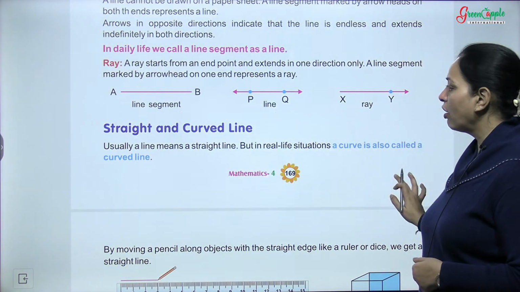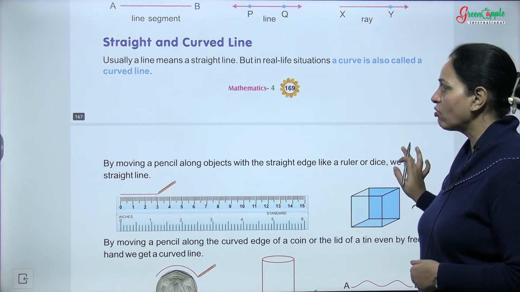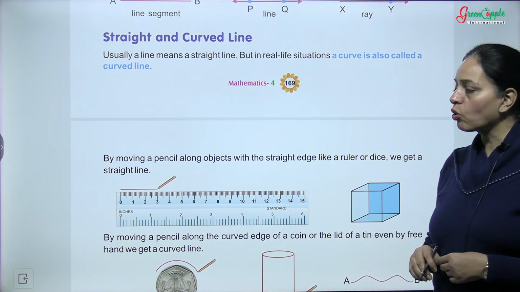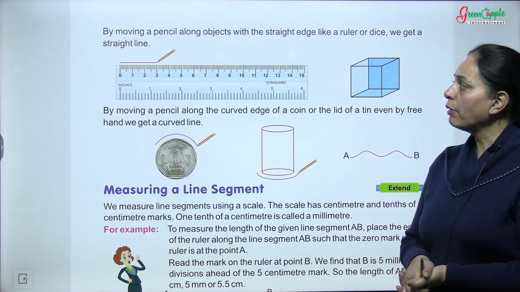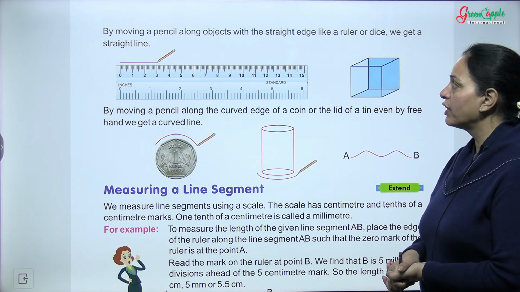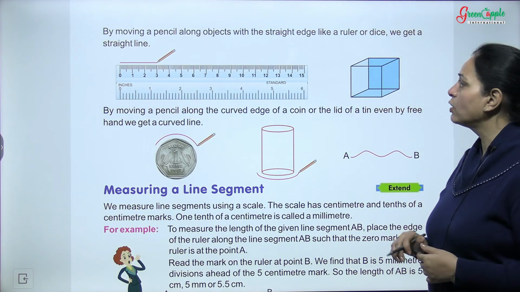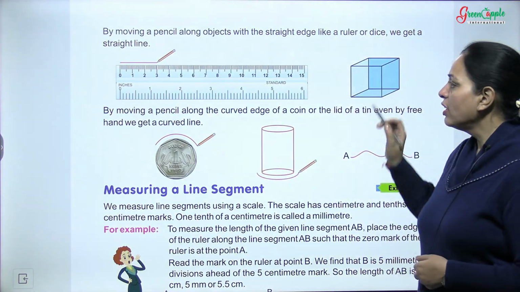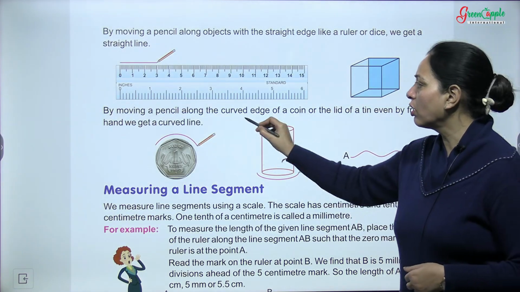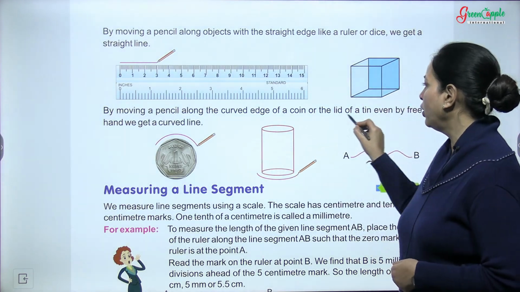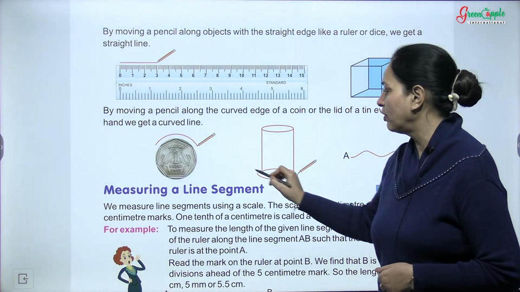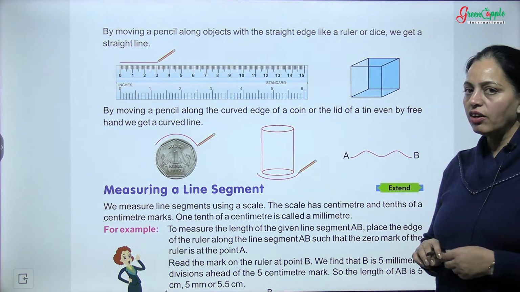Now straight and curved line. Usually a line means a straight line, but in real life situations a curve is also called a curved line. By moving a pencil along objects with a straight edge like a ruler or dice, we get a straight line. So like this we get a straight line. By moving a pencil along the curved edge of a coin or the lid of a tin, even by free hand, we get a curved line. So we are getting curved lines here.